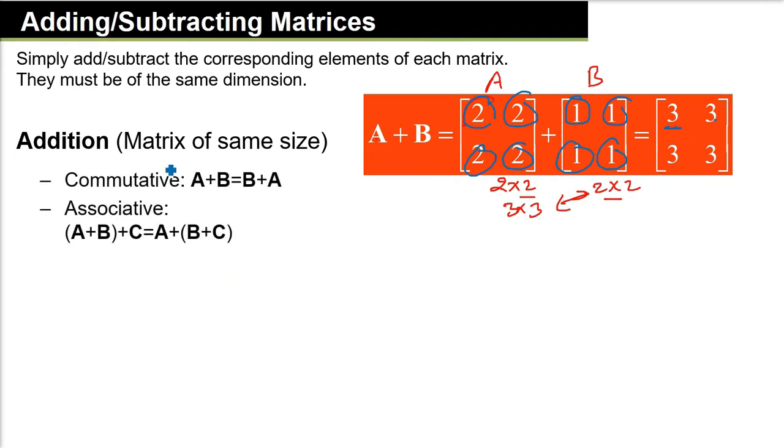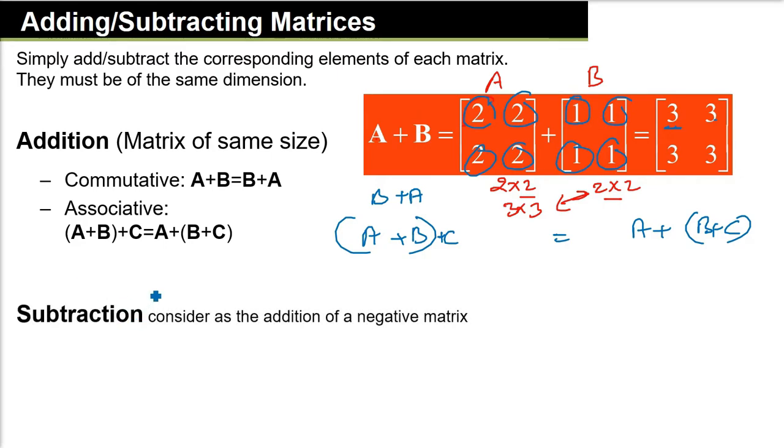For addition, matrices must be of the same size. They are commutative. That is, if you add A and B, and then B and A, the result will be the same. If you have three matrices A, B, C, the order in which you do it, that is, first you add A and B and add it with C, or first you add B and C and then add it with A, the results will be the same. This is called the associative property of matrix addition.